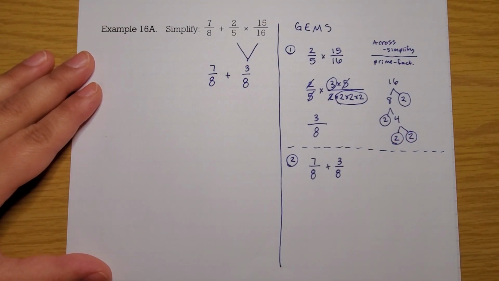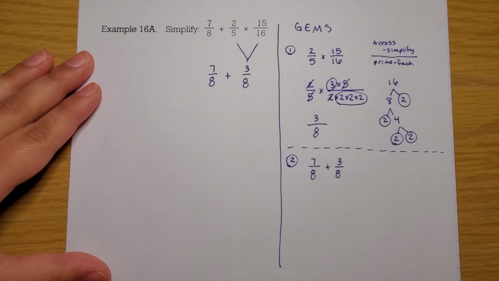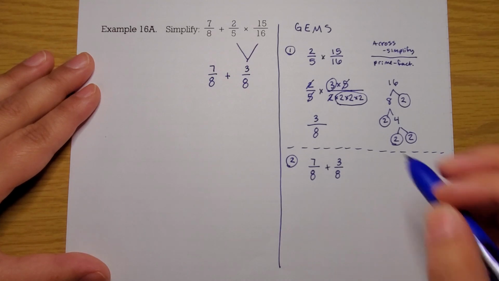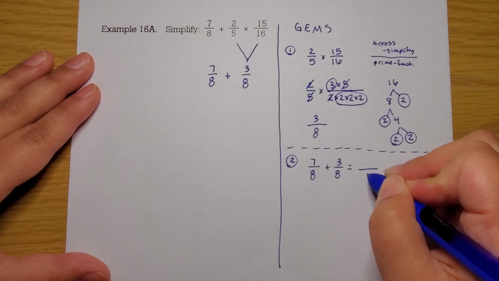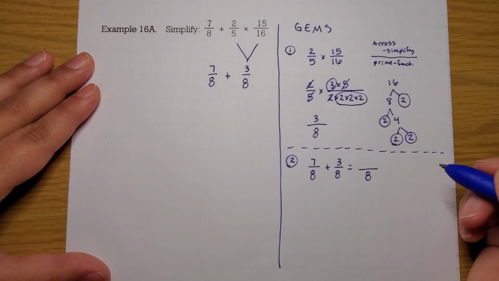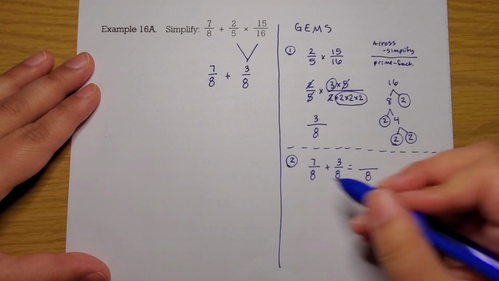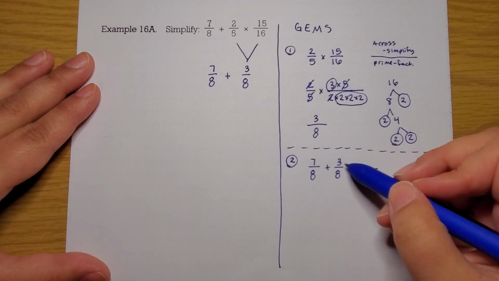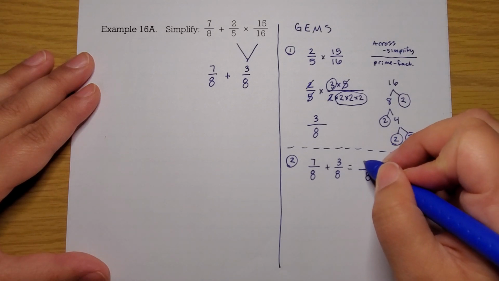Okay, so now I need to get into the addition zone. In the addition zone, I need a common denominator in order to add. This is because I'm going to be adding the amount of pieces, and I want all of those pieces to be the same size. So fortunately for us, we've got a common denominator here. So when we add, we keep the denominator the same. All of our pieces are eighths. Remember that denominator is like a unit. And then we just add the tops. So 7 plus 3 is 10.